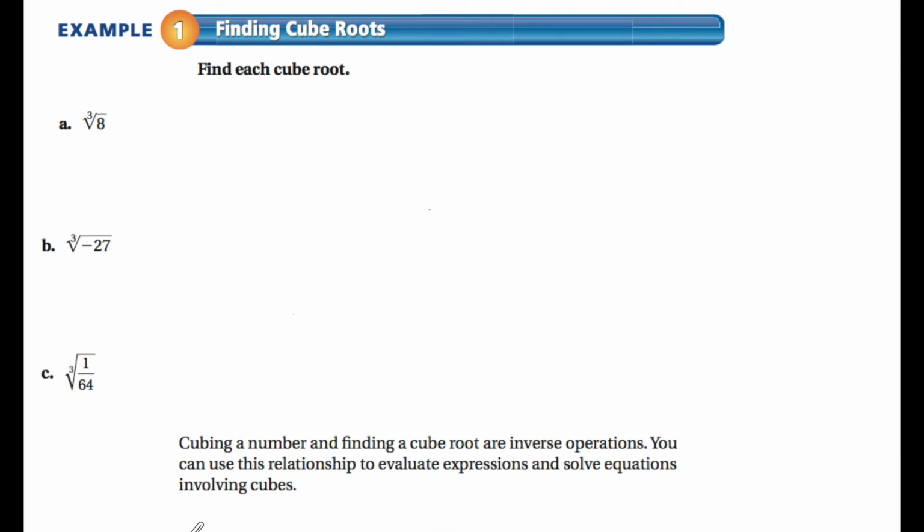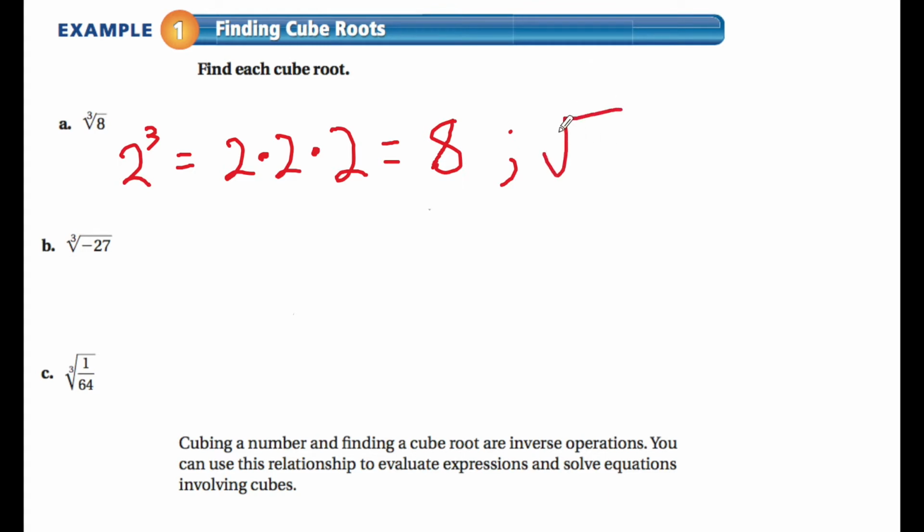Alright, example 1 is titled Finding Cube Roots, and here they want us to find each cube root. Well, for A, we know that 2 to the third is equal to 2 times 2 times 2, which is equal to 8. Therefore, we know that the cube root of 8 is equal to 2.